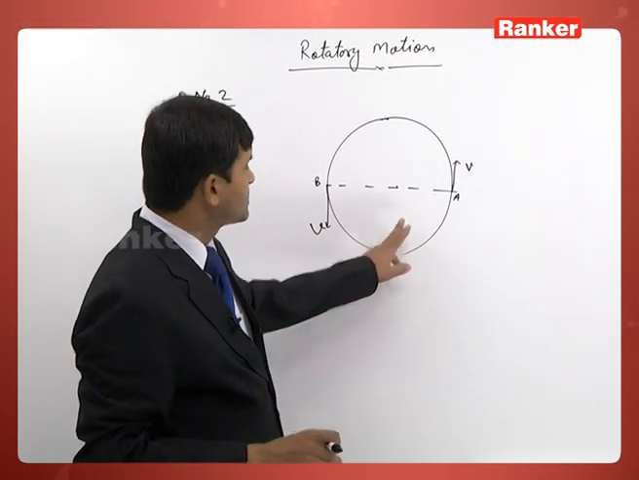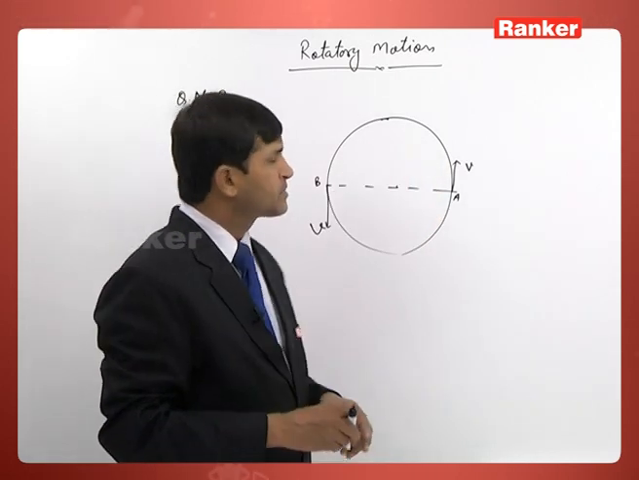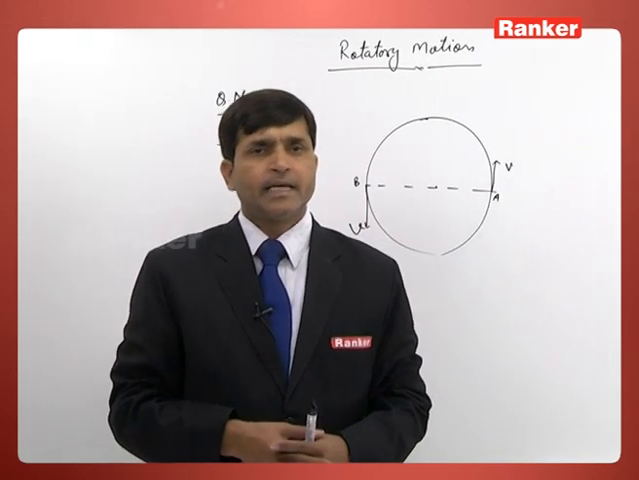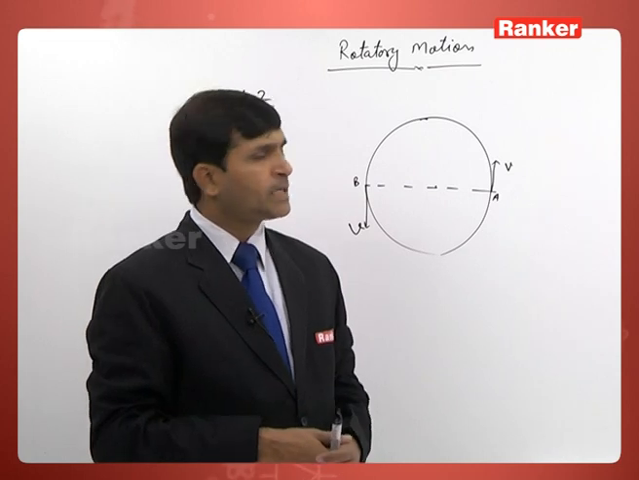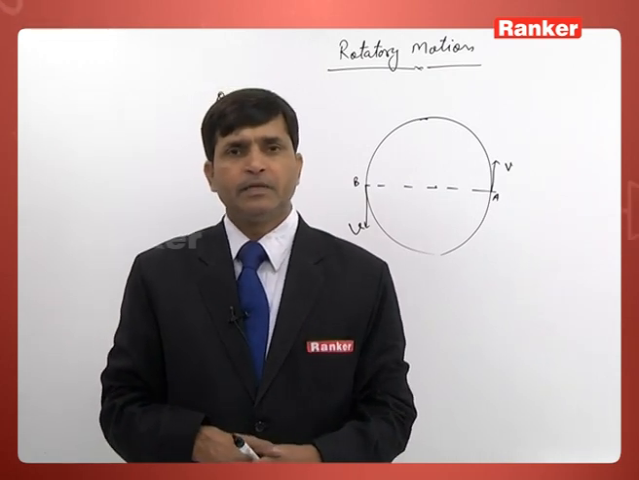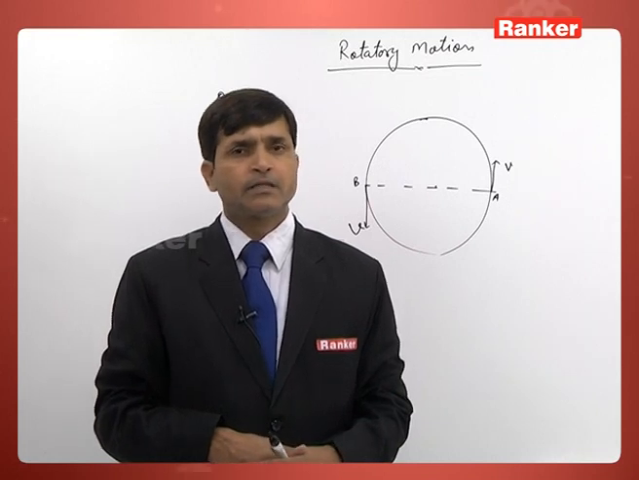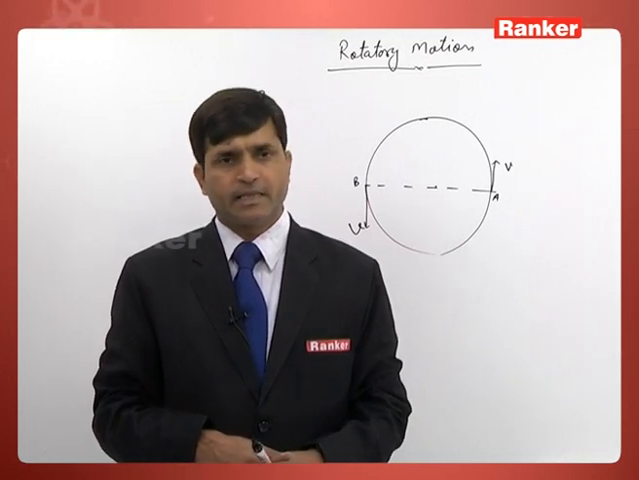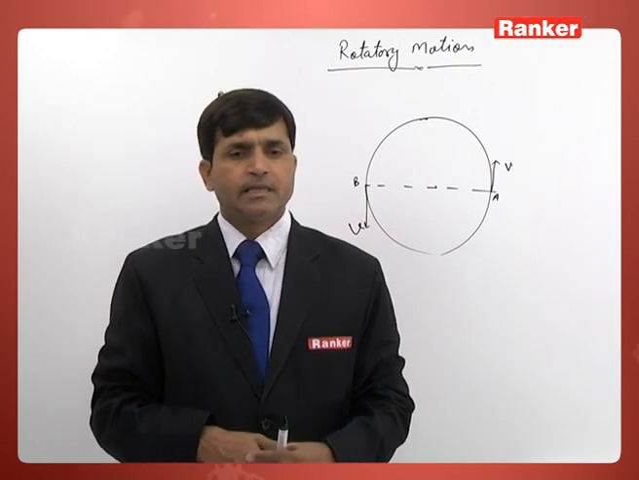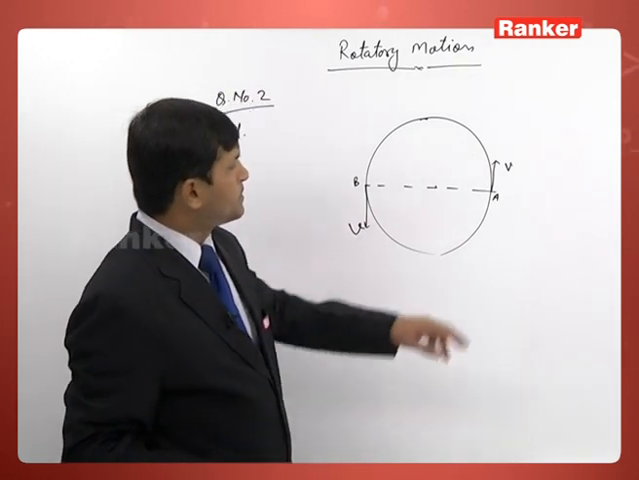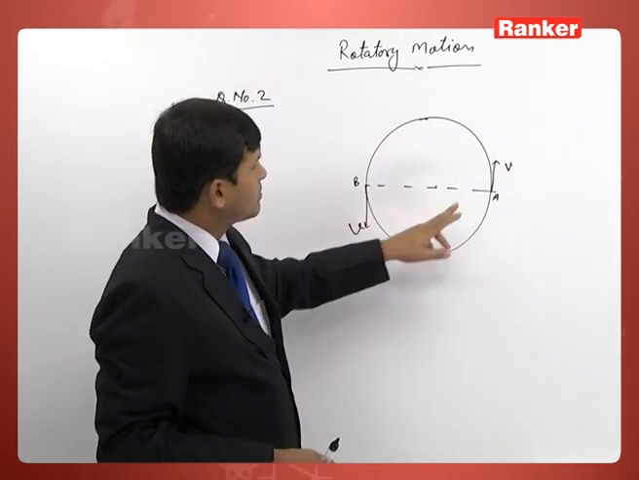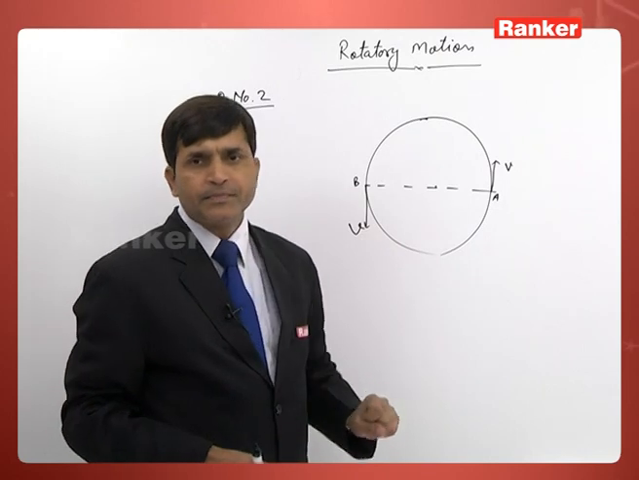The first thing: since the speed of the particle is given as constant, kinetic energy does not depend on the direction, it depends only on the speed. If the speed is constant, kinetic energy remains constant. So the first option is not correct. Second, momentum. If we are talking about momentum, momentum is a vector quantity.